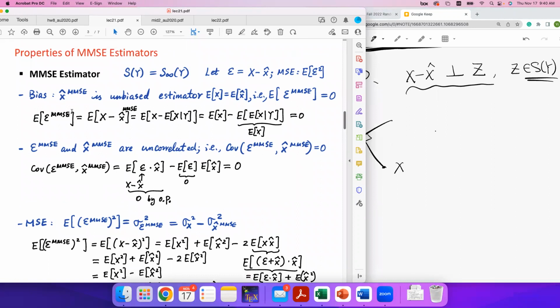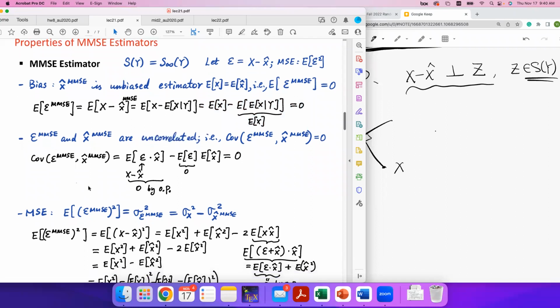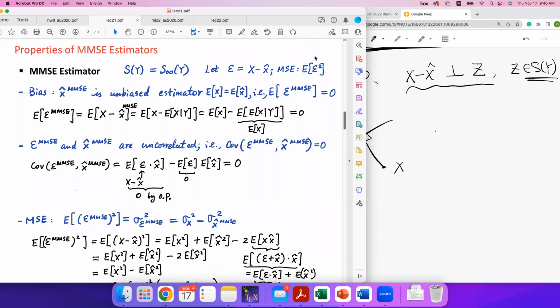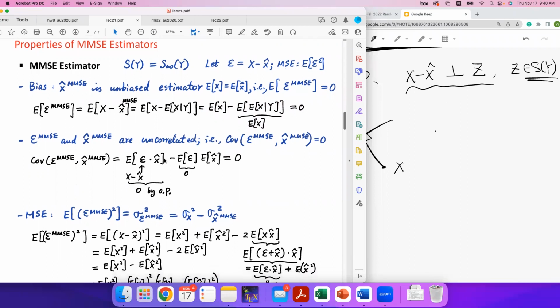Okay, so we have this. For this MMSE estimator, we know it is unbiased. We know that it is uncorrelated with this error. Now, the last question that we want to ask is, what is the mean square error achieved by this MMSE estimator?